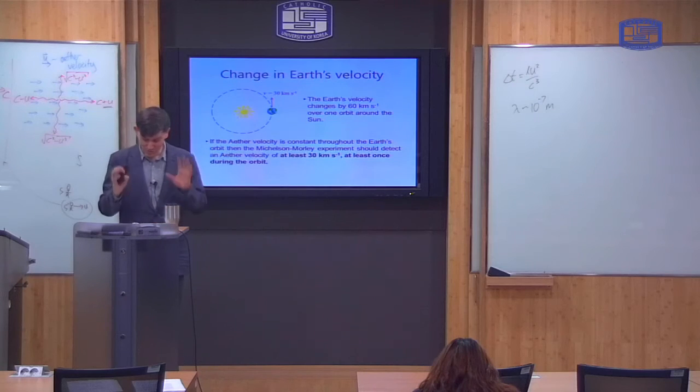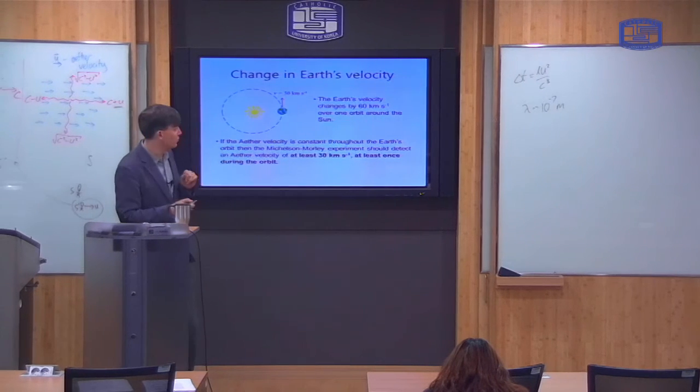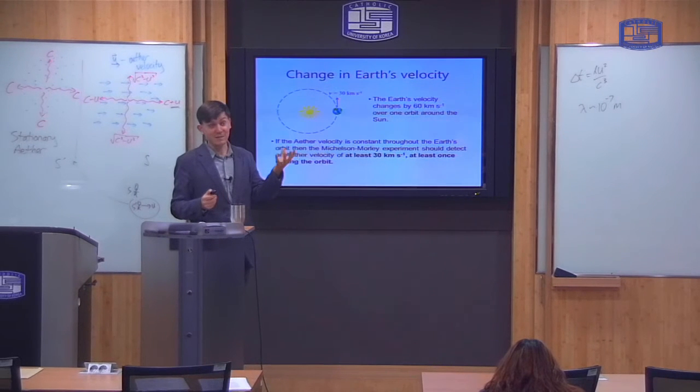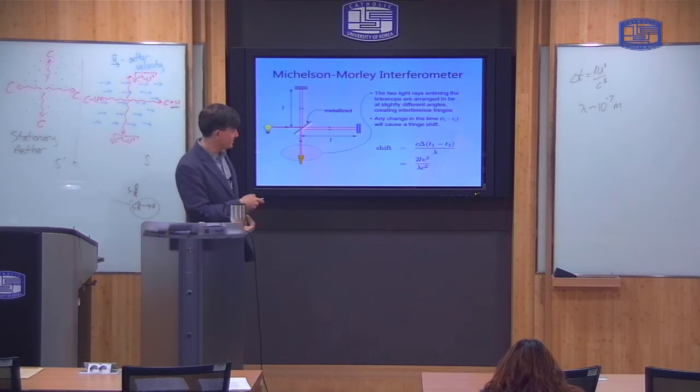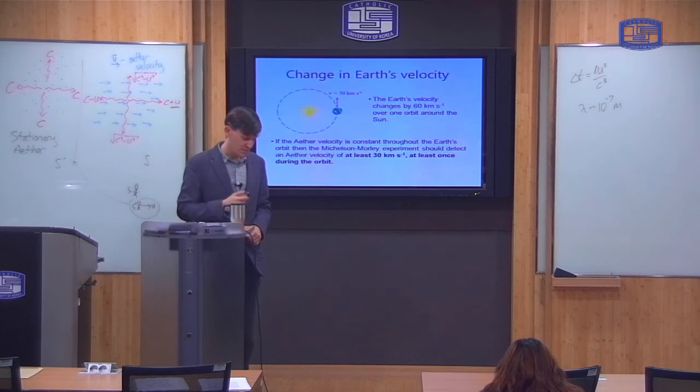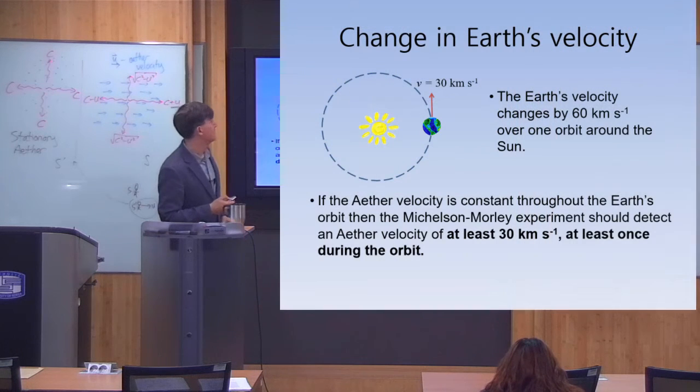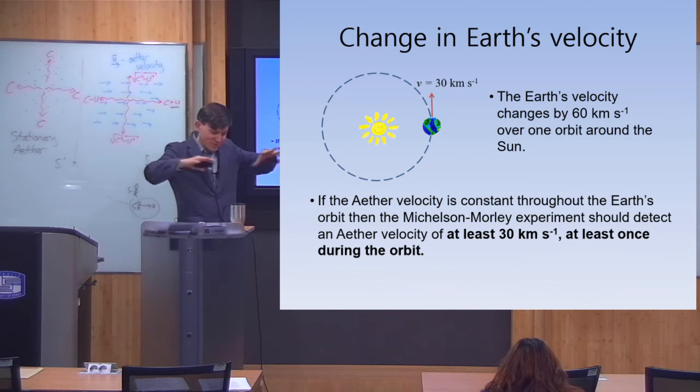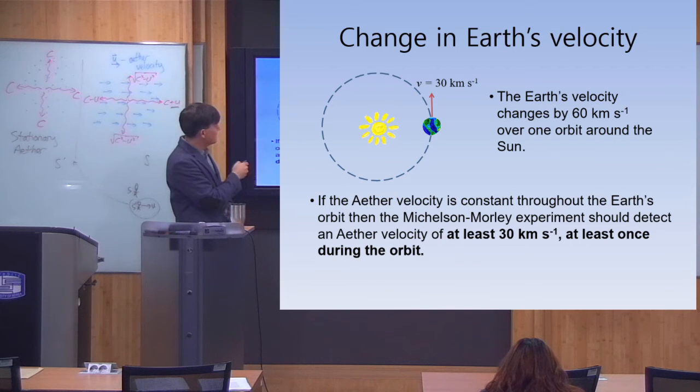Right. Now, you can ask what kind of fringe shift should we expect? How big a fringe shift should we expect? And that means estimating the value of V here, estimating the ether velocity. So we don't know the ether velocity, but you can argue as follows. If you assume that the ether is approximately constant velocity throughout the solar system, right?